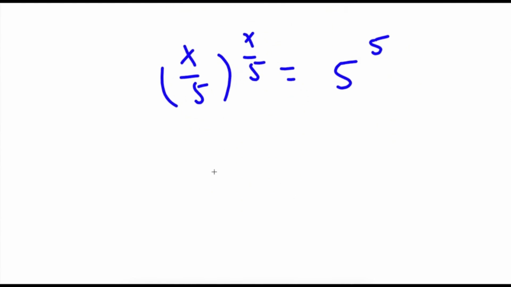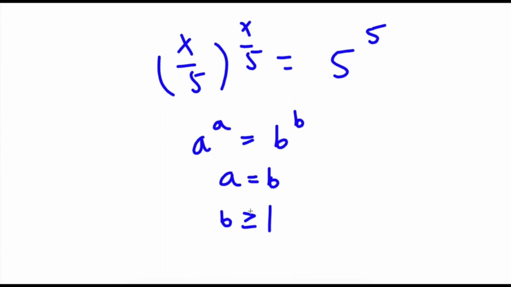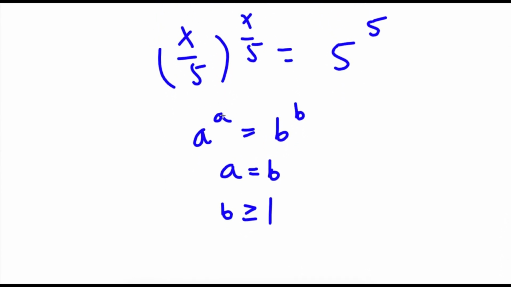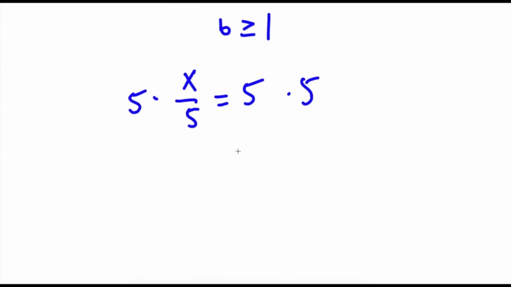Now, if I have something in the form a to the power of a is equal to b to the power of b, this means that a is equal to b, as long as b is greater than or equal to 1. And in this case, b is 5, which is greater than or equal to 1, meaning a is equal to b. So in this case, a is x over 5 and b is 5. So I have x over 5 is equal to 5. Now, to simplify this, I'm going to multiply both sides by 5. So now these two cancel out, and I'll be left with x is equal to 5 times 5 is 25.